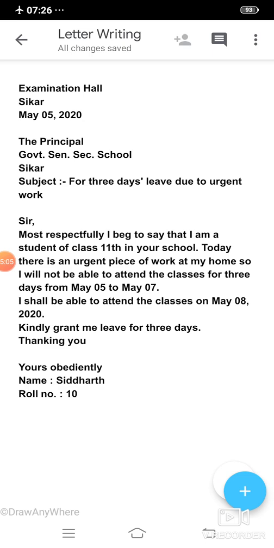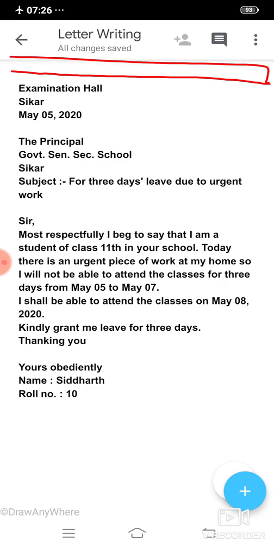In this example, my motto is just to tell the format of a letter, though such kinds of questions are not supposed to be asked in 12th standard or 10th standard. But my purpose is just to show you how we have to write the letters. Suppose there was a question, and in the question the name of the person is given as Siddharth, and the purpose of the letter is for 3 days leave due to urgent work.